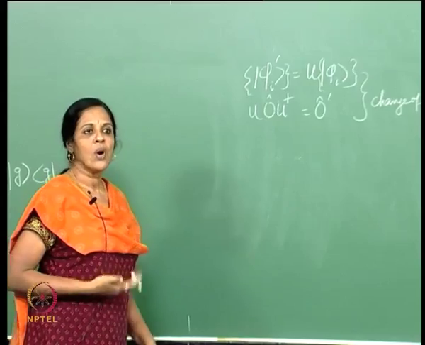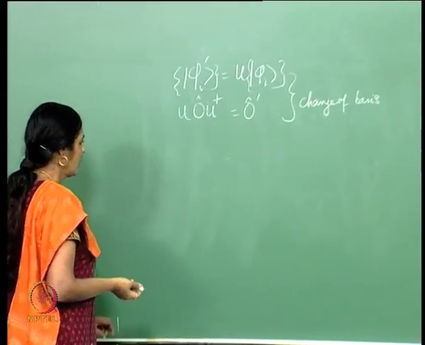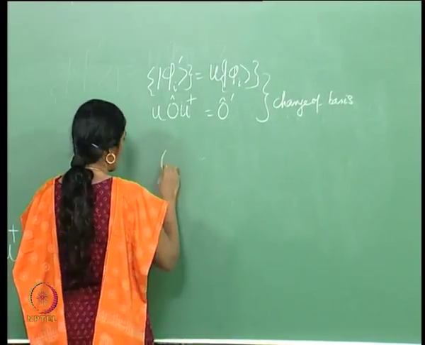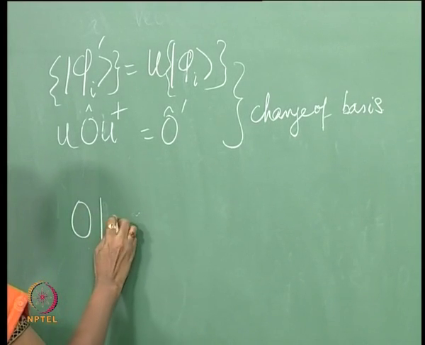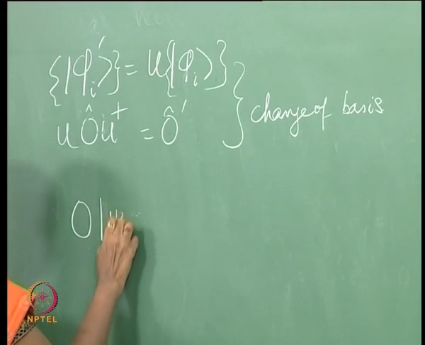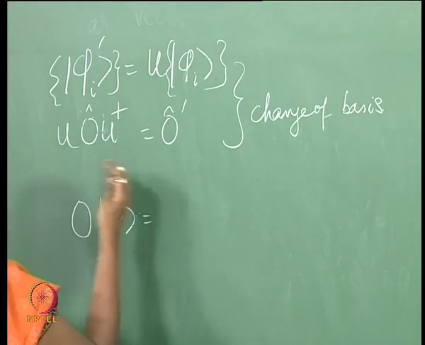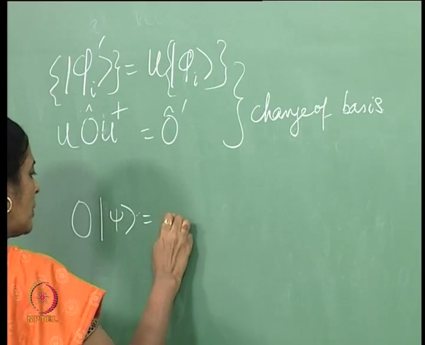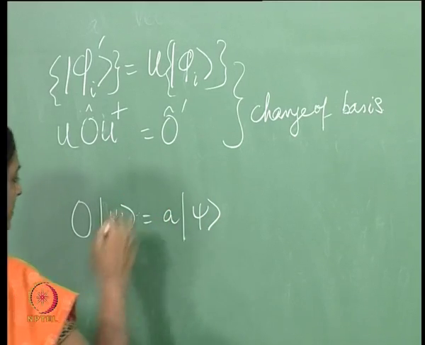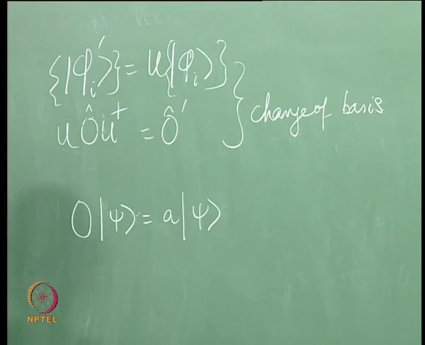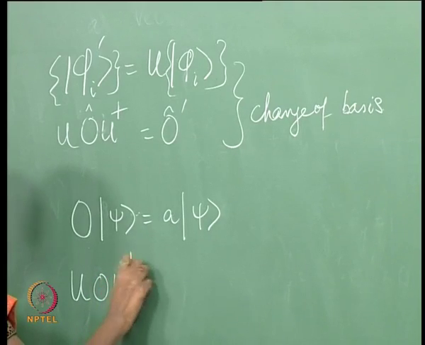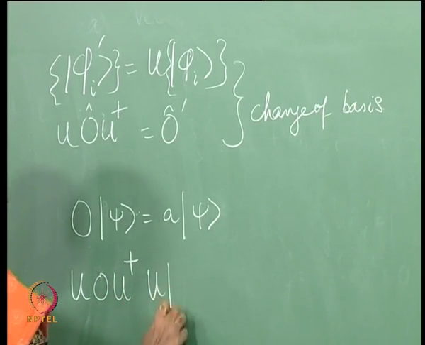what happens to eigenvalue equations? Suppose in the unprimed basis, ket psi is an eigenstate of some operator O with eigenvalue A. In the primed basis, O goes to u O u dagger and psi goes to u psi.